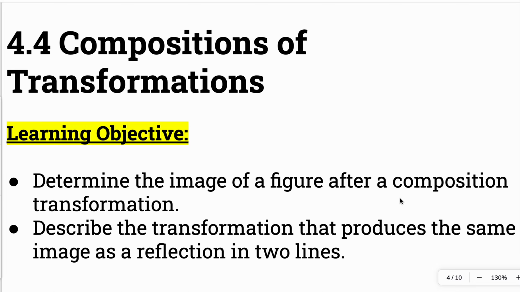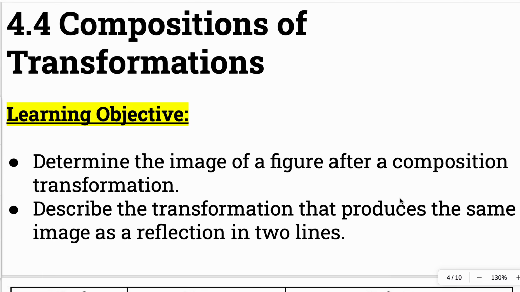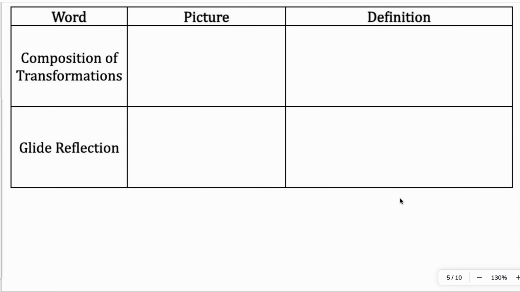Today we're going to be looking at lesson 4.4, which is compositions of transformations. So to be able to determine the image of a figure after a composition transformation, and then also describe transformations that are producing the same image as a reflection in two lines. We got some vocabulary terms to start off with, and then we'll try 4 examples after that.